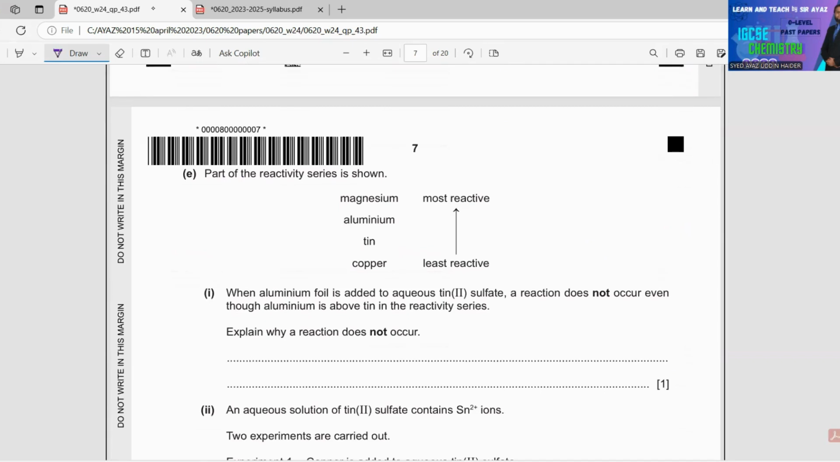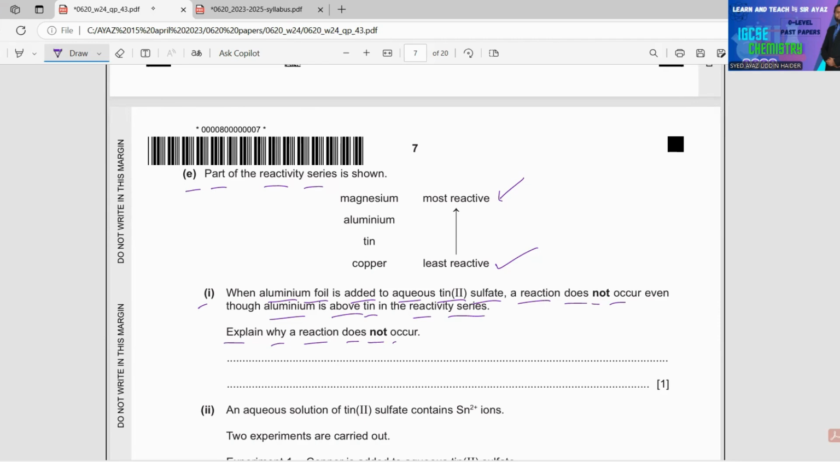Moving to the next part, which is part E. Part of the reactivity series is shown. We have magnesium, aluminum, tin, copper, and at the top we have most reactive, and below we have least reactive. Here, copper is least reactive, magnesium most reactive. 1. When aluminum foil is added to aqueous tin(II) sulfate, a reaction does not occur even though aluminum is above tin in the reactivity series. Explain why a reaction does not occur.